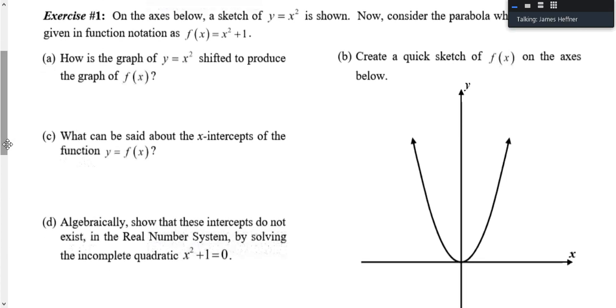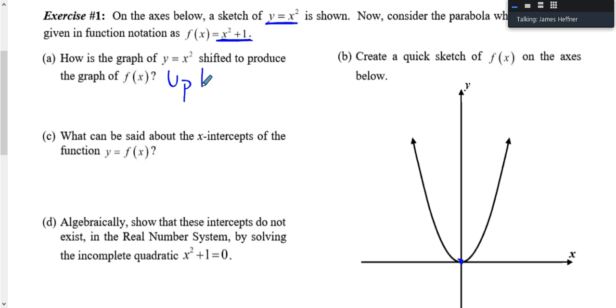So exercise 1. Down here on the coordinate plane, they have a sketch of y equals x squared. It's a parabola, right? And this parabola intersects the x-axis. It looks like it hits it once, so it's got at least a 0 there. Now they want to consider the parabola x squared plus 1. What does adding 1 outside the function do to that graph? It shifts it up 1. So the answer to part A is how it's shifted: it goes up 1.